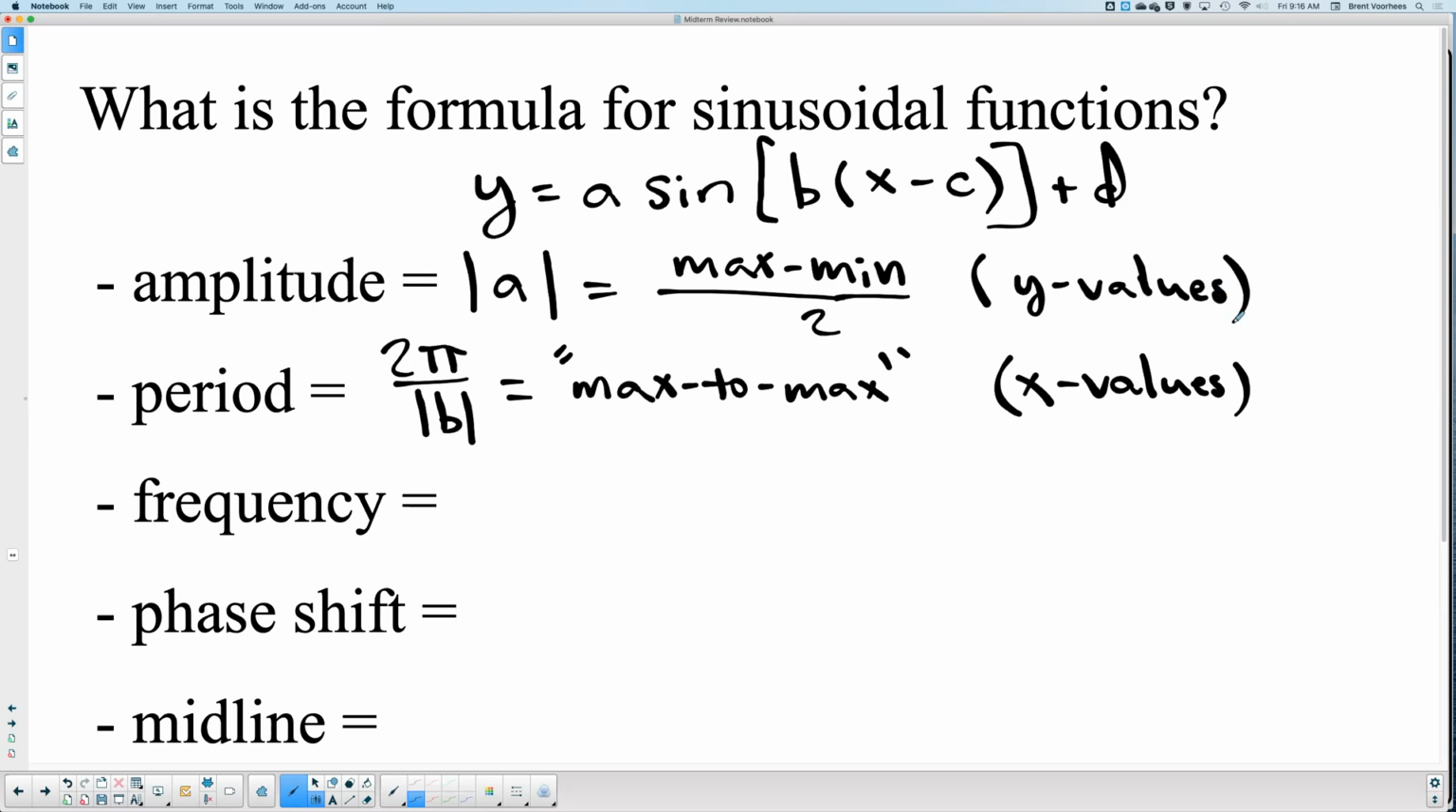All right. Frequency. What's the formula there? Okay, so it's the reciprocal. So it'd be the absolute value of B divided by 2 pi. The frequency, I would just find the period and then find the reciprocal rather than talking about that graph. Okay, phase shift.